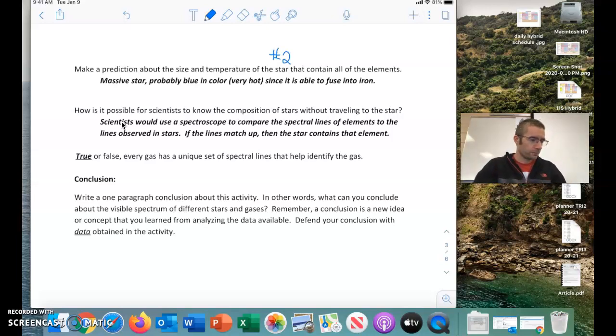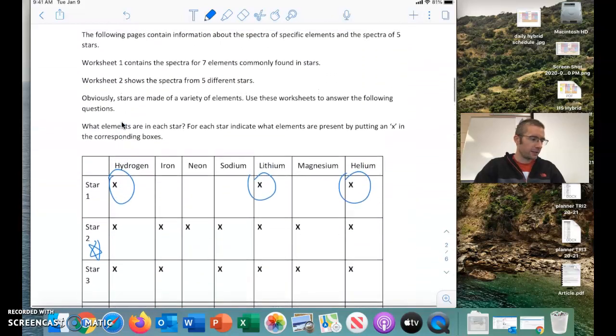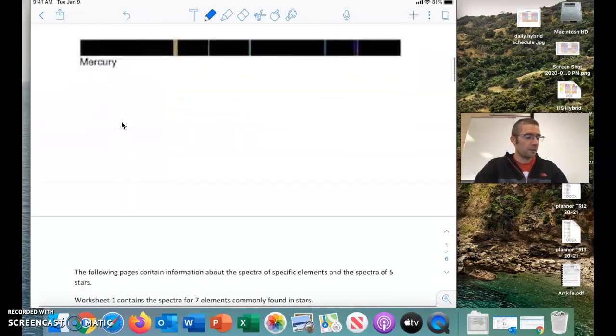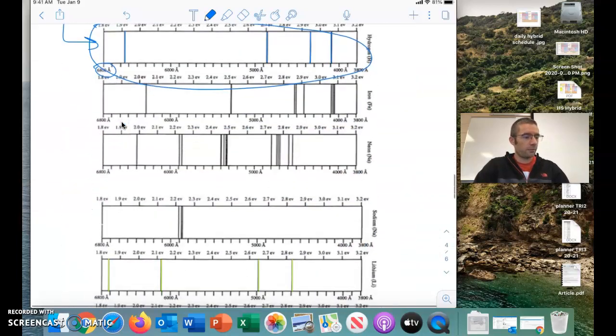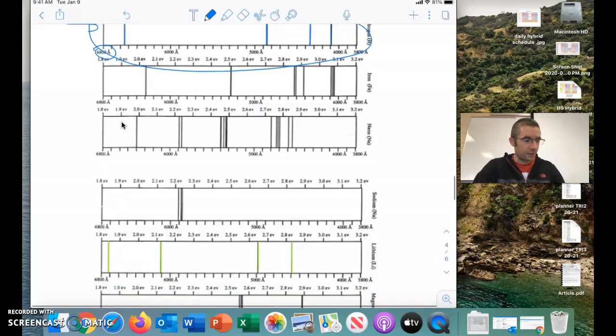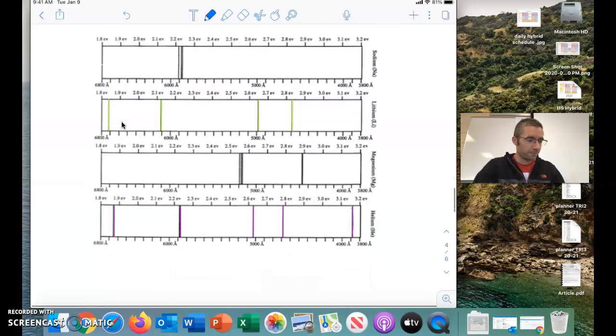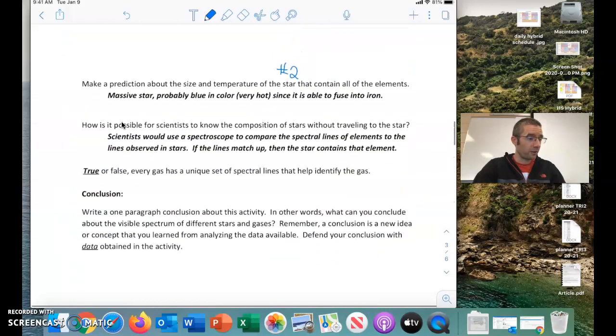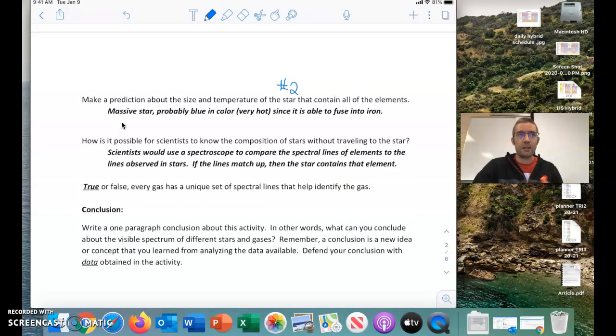If we look at the elements in star 2, since there's all of them, we have things that are much, much heavier than hydrogen and helium. Things like iron and neon. Everything on this list is bigger than hydrogen and helium. Because the star is made up of bigger things, it needs more mass to do that. So star number 2 is a very massive star, and in order to fuse things, it needs a lot of energy. So star 2 is also going to be very, very hot in order to smash those things together.